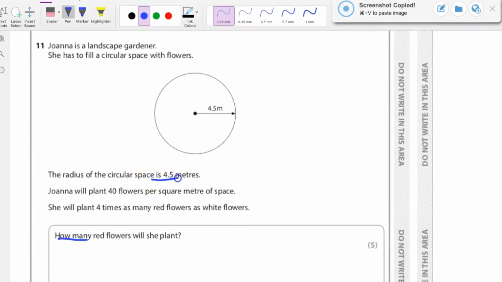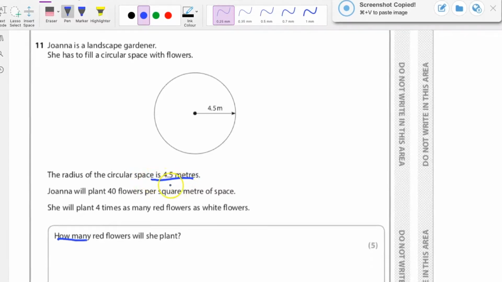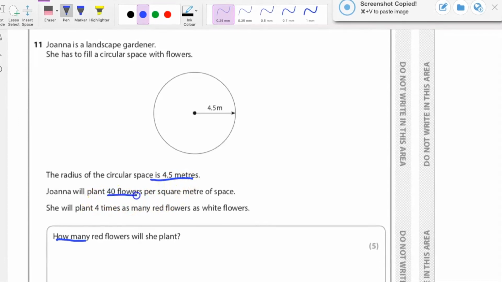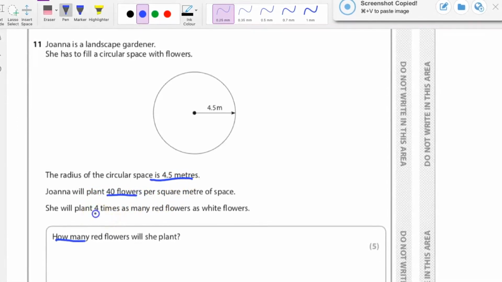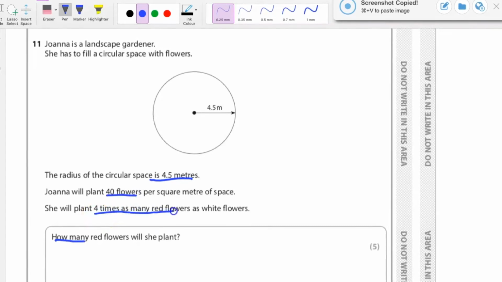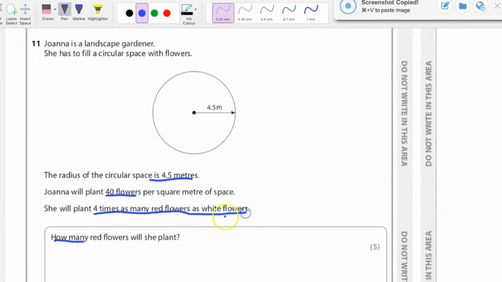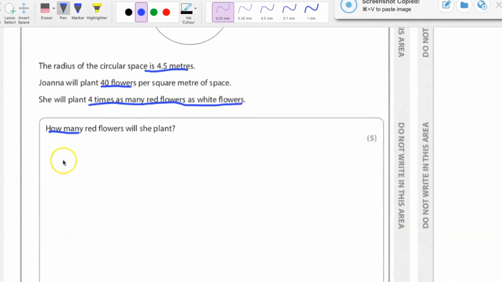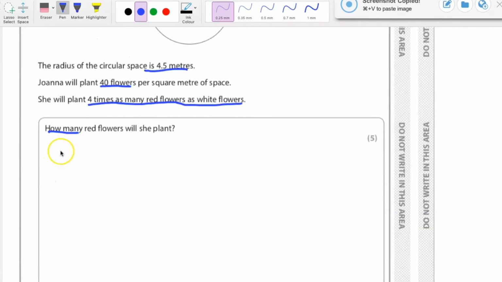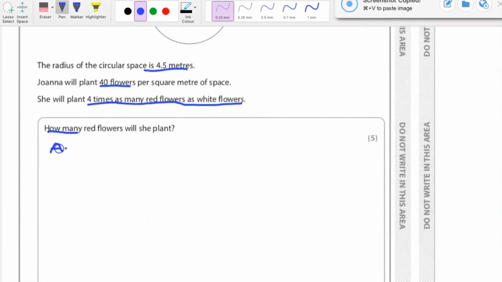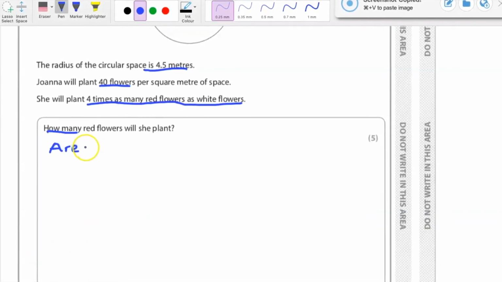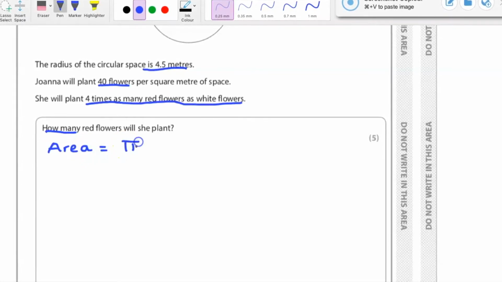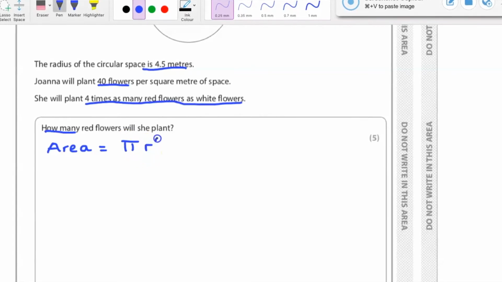So we have the circular space, the radius is 4.5. Joanna will plant 40 flowers, and she will plant 4 times as many red as white. We start by finding the area of this circular space, which is pi r squared.